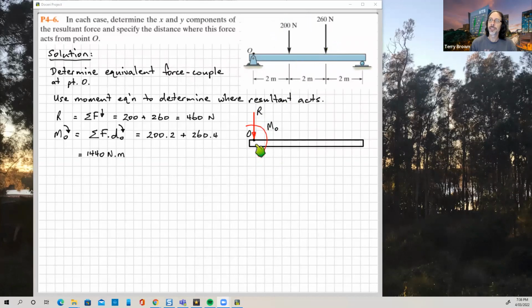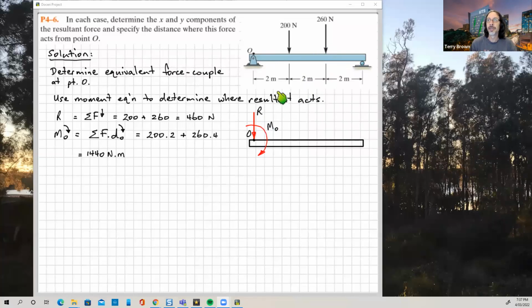Okay, so if we have a force here, a 460 Newton acting downwards, and a moment here clockwise of 1,440 Newton meters, this loading is equivalent to these two forces here, but only on the external effects on the body. Okay, if we're interested in the internal effects such as the deflection and stresses in the beam, they're not going to be the same. But the external effects of these two force and moment systems are equivalent.